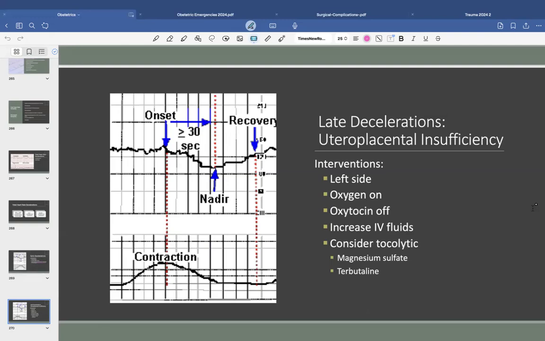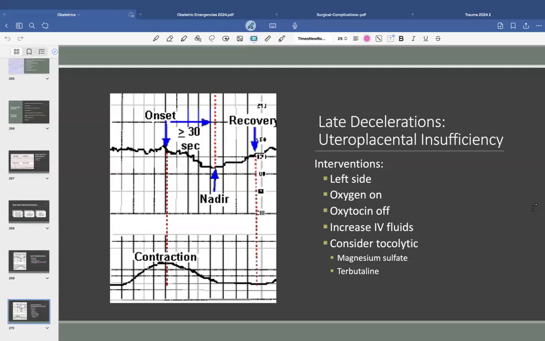So for this, some of the interventions: we want to put mom on her left side. Remember that vena cava we were talking about? If the uterus is lying heavy on that, it's going to decrease the amount of blood returning to the heart. So we want to turn mom on her side to relieve that. Once you relieve that, it allows more blood to pump through the body, and that will increase the flow of blood to the placenta. We want to consider supplemental oxygen.